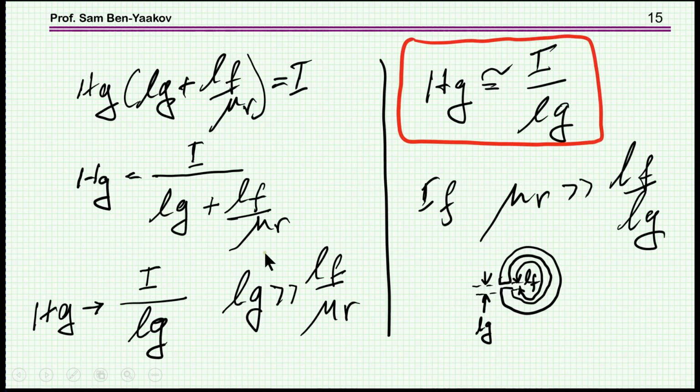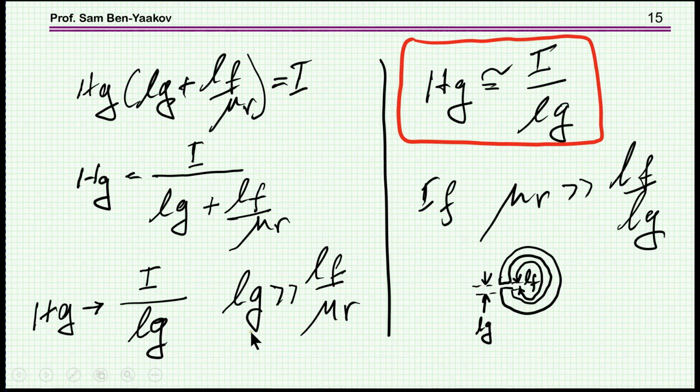But in our case, when mu r is not 1, from here I get the expression for the magnetic field within the gap. If the length of the gap is larger than Lf over mu r, or Lf over mu r is much smaller than this, we end up with this expression. The magnetic field within the gap is the current over the length of the gap.